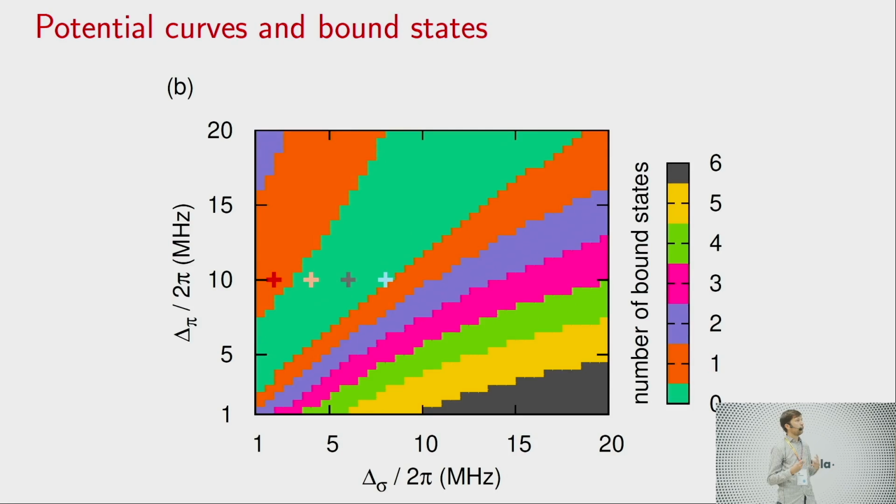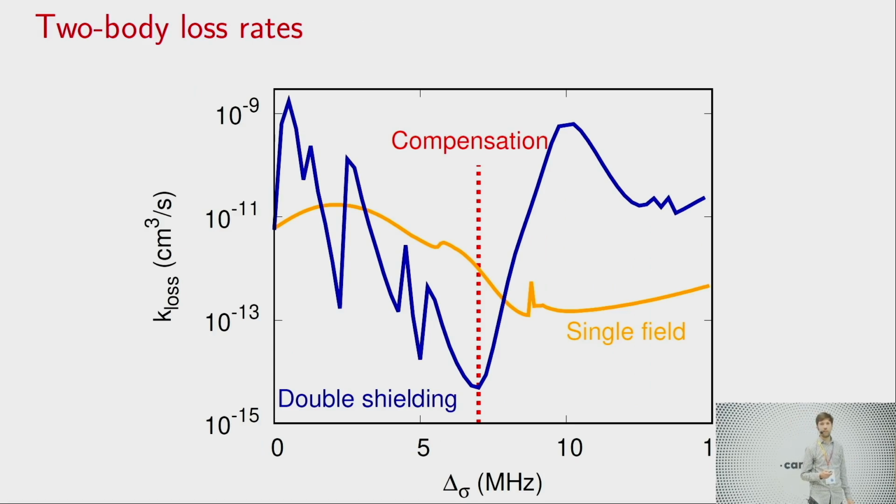So this is showing the number of bound states as a function of the detunings for a fixed Rabi frequency. And you can see here there's a huge parameter space where you have no bound states, but you can still tune interactions. Okay, so then the question is, does it actually work? We've said you need perfectly circular polarization, and now you're adding a linearly polarized field. So does the 2-body shielding still work? Actually, we find that for this double shielding with 2 fields, the shielding is better than in the single field case, in particular around this compensation point, which is where we want to operate.